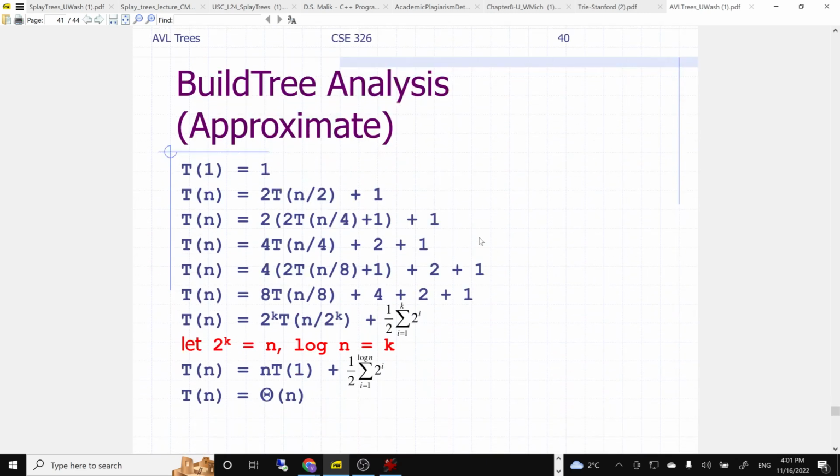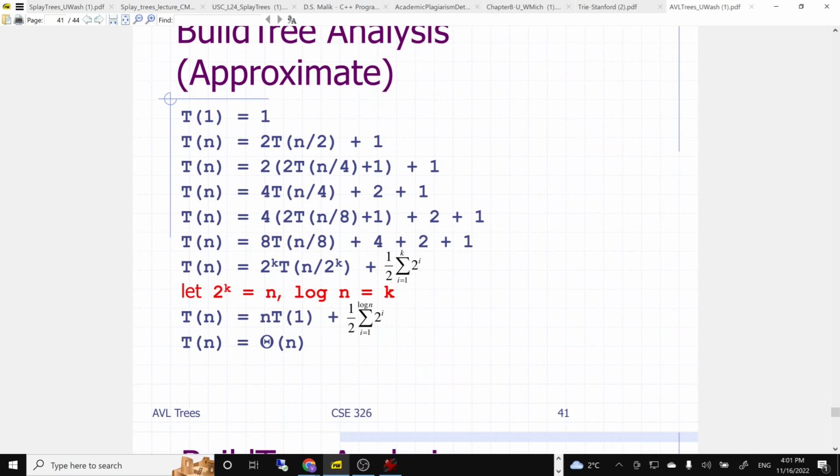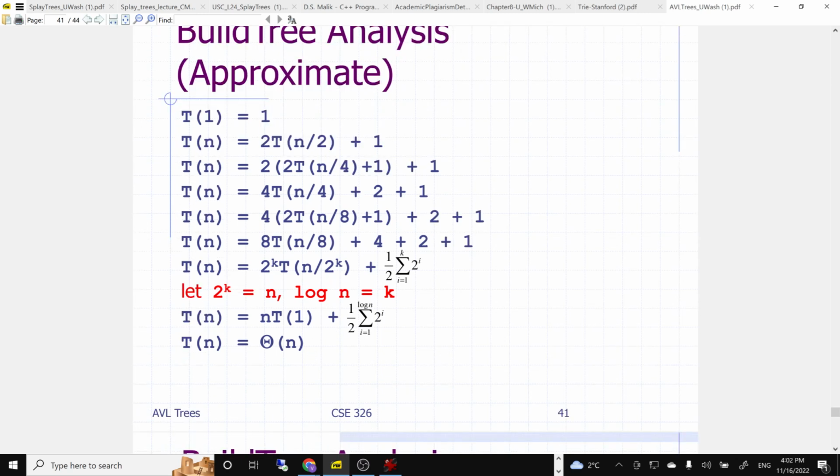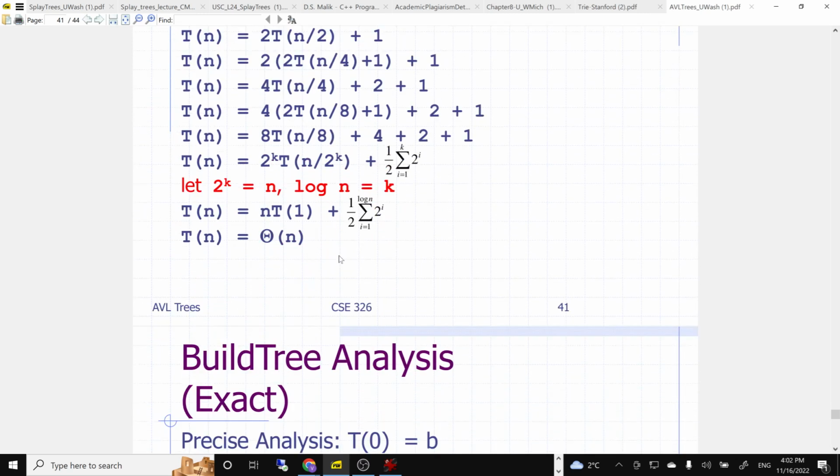So, AVL tree analysis. Like I said, if you prove it here, the analysis of this insertion is actually theta n. You can prove it, it is actually theta n if it's sorted, approximately, right? Of course, in the general case, it's going to be n log n if it's not sorted.